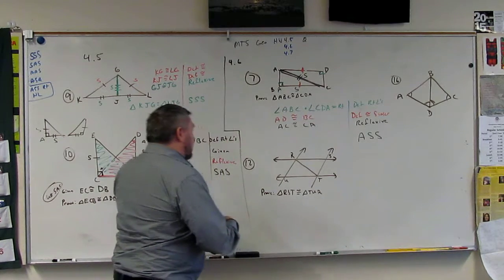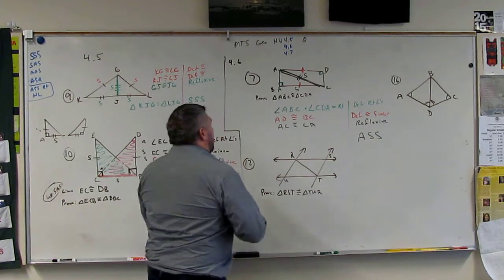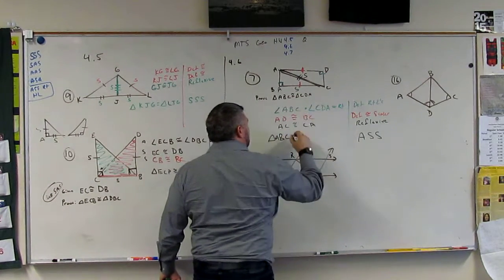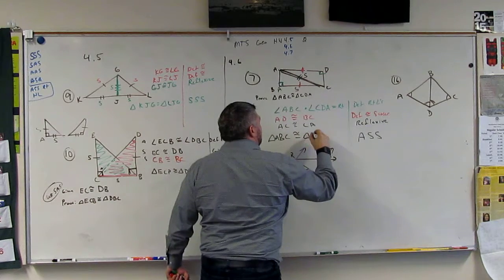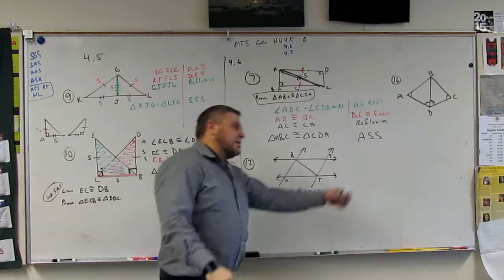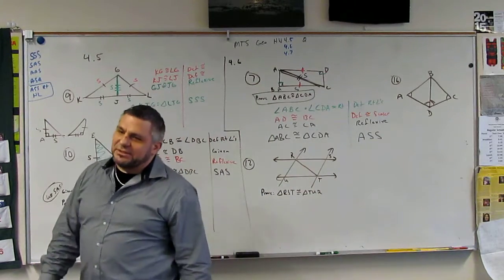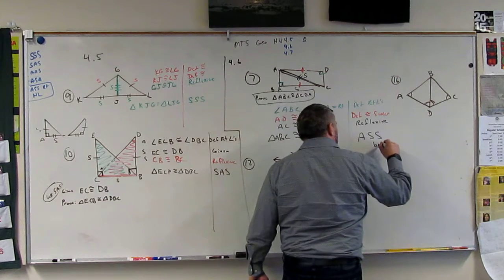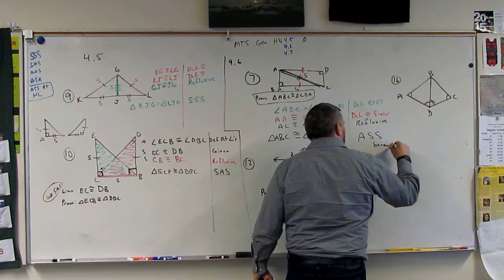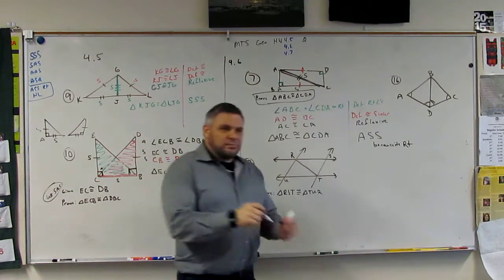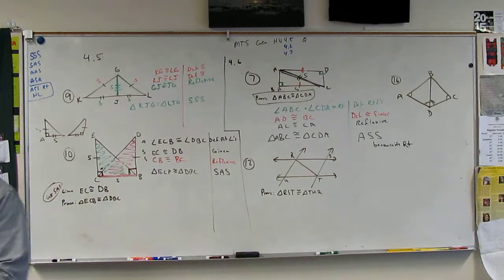Okay? So what do I have? I have the triangle ABC is congruent to triangle CDA because that's what I'm proving. Why? Because it's ass. Why does ass work? Because it's right. Okay? And that works.